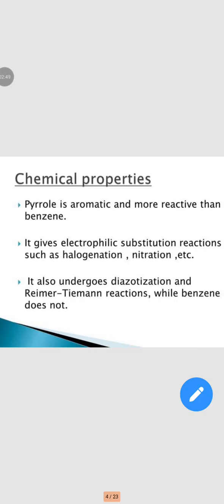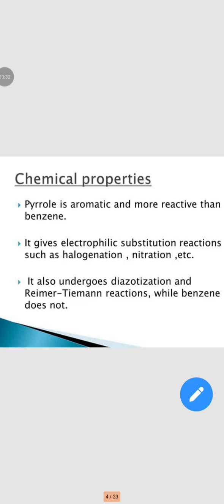Okay, the next, chemical properties. PYRROLE is aromatic and more reactive than benzene. It gives electrophilic substitution reactions such as halogenation, nitration, sulfonation, etc. Then it also undergoes diazo coupling, acetylation and Reimer-Tiemann reaction, while benzene does not. So, PYRROLE undergoes these reactions, but benzene does not.